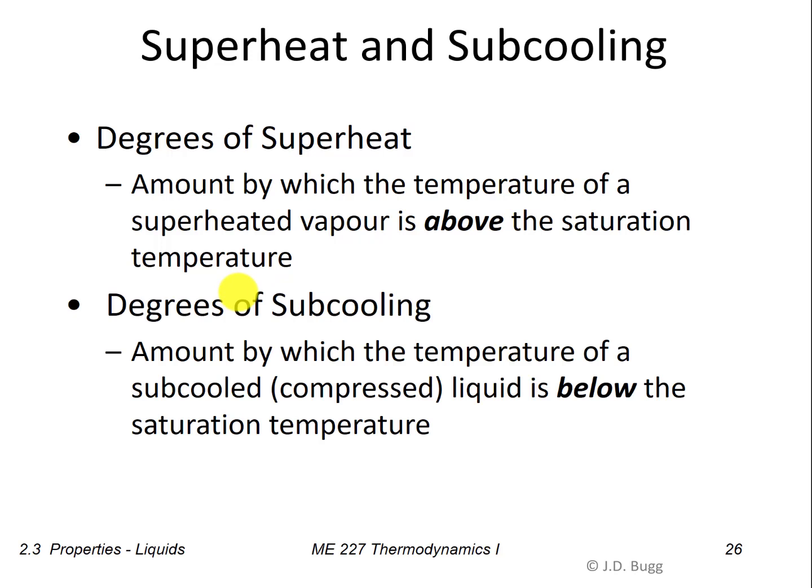Likewise, degrees of subcooling is the amount by which the temperature of a subcooled or compressed liquid is below the saturation temperature. So if I say that a refrigerant is subcooled by 10 degrees C, it means that its actual temperature is 10 degrees C below the saturation temperature.